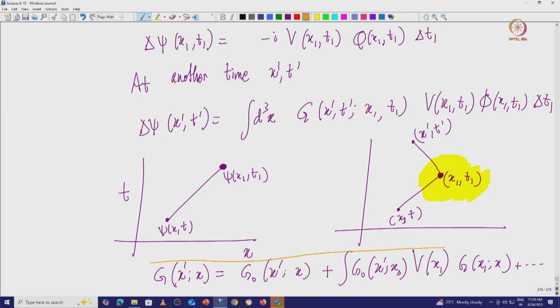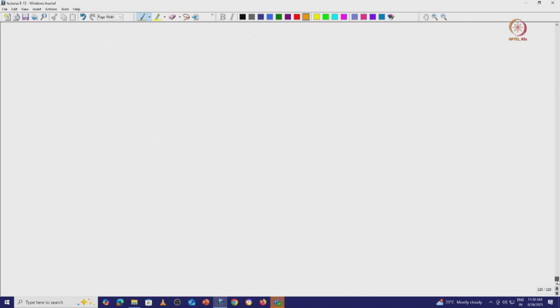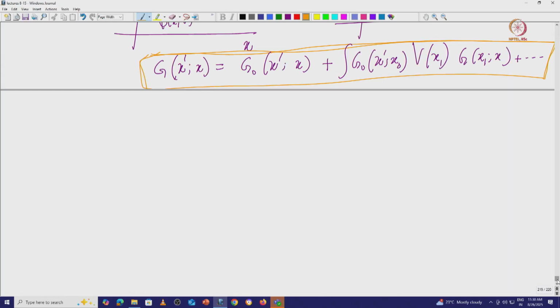The original Green's function from x to x prime t prime is the free Green's function without any interactions, plus the Green's function which has a dot, meaning x prime at x1 t1, and an infinitesimal interaction localized at x1. Now there is another important relation of Green's function which is important to mention.